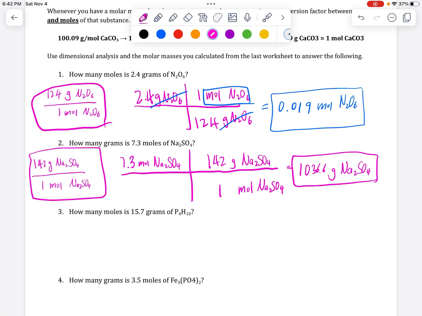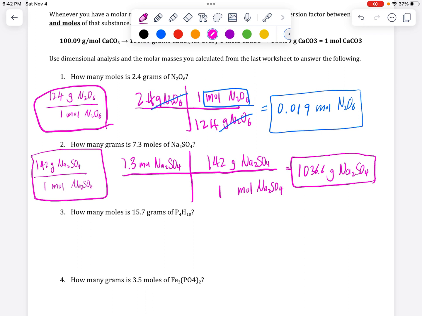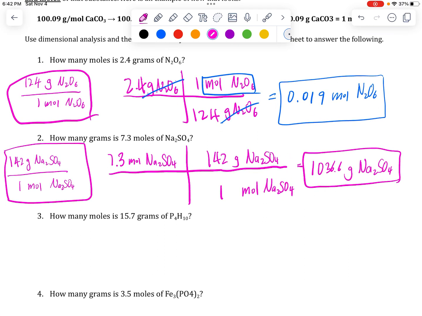So a little over 1 kilogram of Na2SO4 would make up the 7.3 moles of that, okay? I should have crossed out the units here to show you guys what I'm doing. So moles of sodium sulfate to moles of sodium sulfate here, okay? So I'm just left with grams of sodium sulfate.